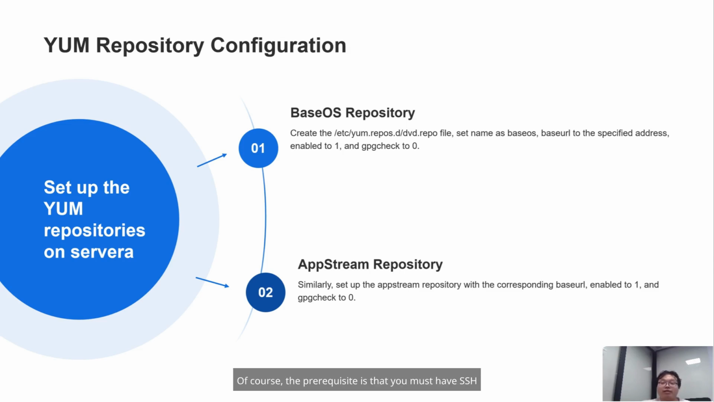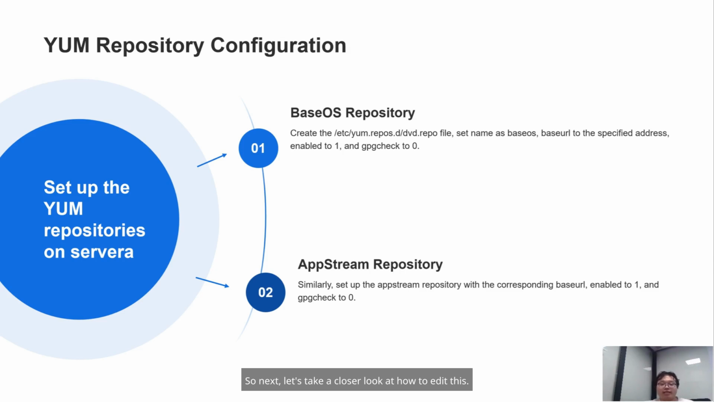Of course, the prerequisite is that you must have SSH enabled for the first question, and then we need to access it remotely. We use the local machine's SSH terminal to remotely connect to the virtual machine. This way, we can actually work much more efficiently. This makes copying operations much easier. Otherwise, doing everything directly on the virtual machine would be much less convenient.